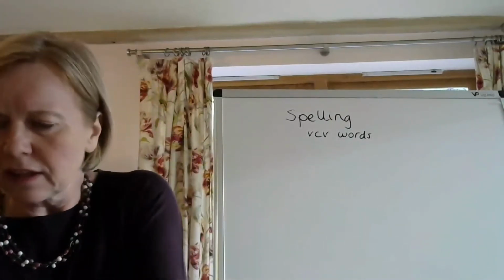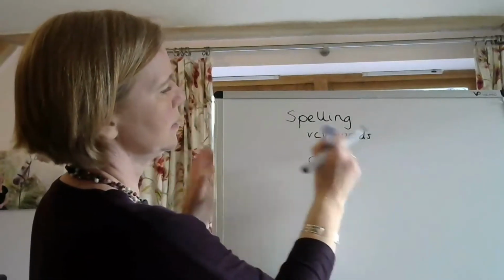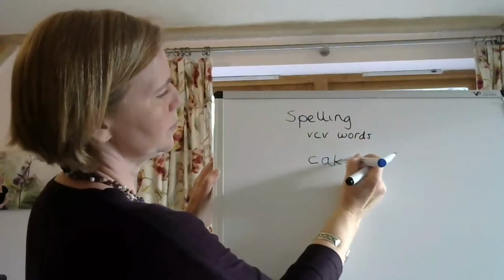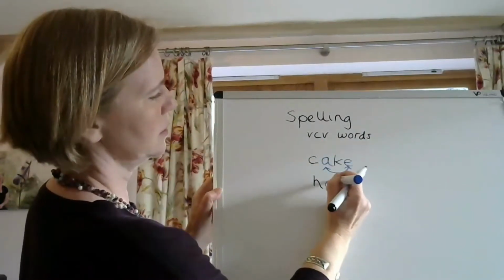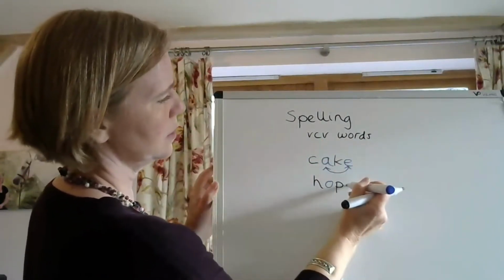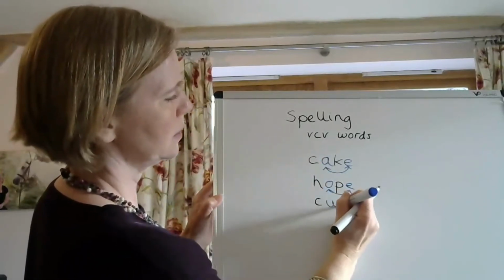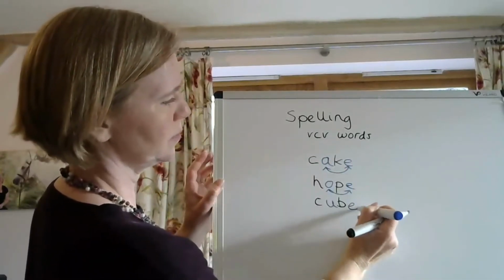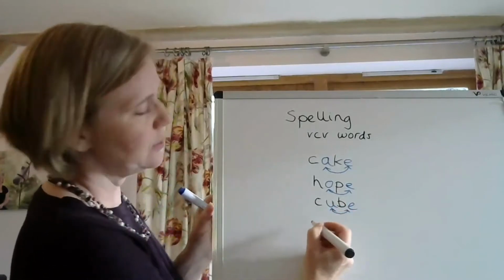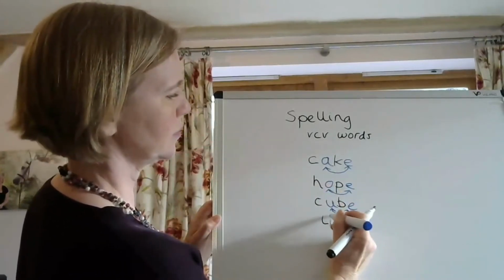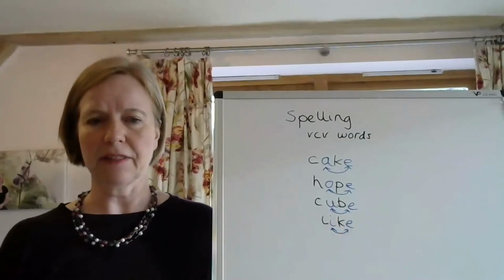So we have words like cake, there's our split digraph E. You have words like hope, there's our split digraph E. Cube, split digraph E. Okay, and let's have another I one. So let's do like. And there's our split digraph E there.